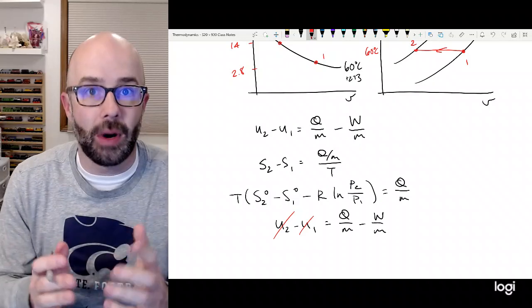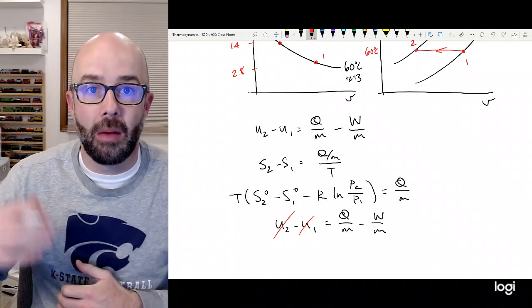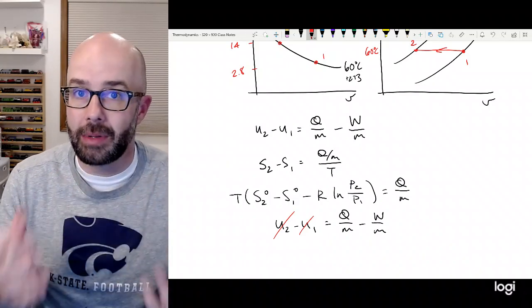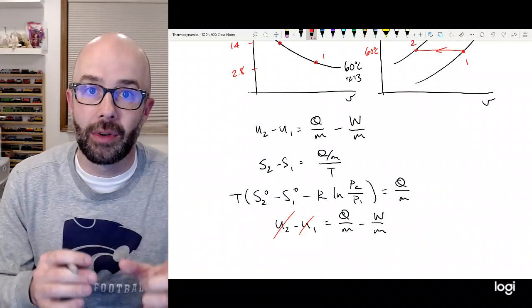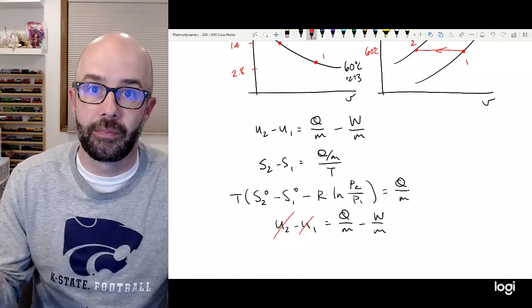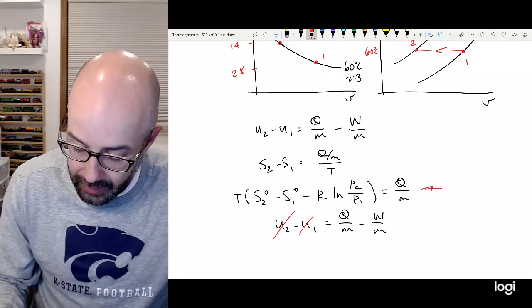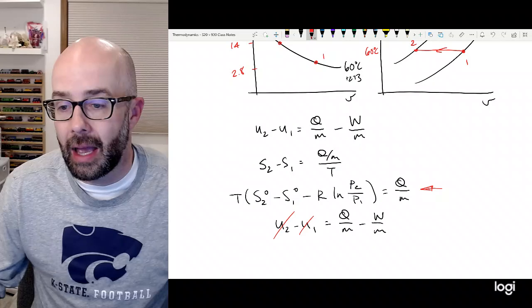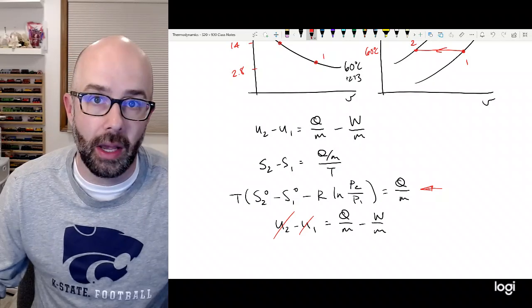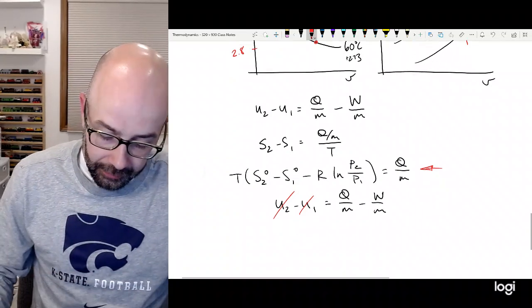And so for this problem, because of the nature of the substance we're dealing with, the internal energies go away. Your heat transfer is going to equal your work. So all we really have to do is calculate this equation to find out, and that's what I'm going to give you as your top hat question.